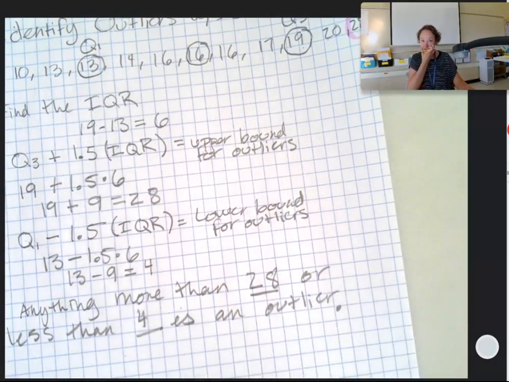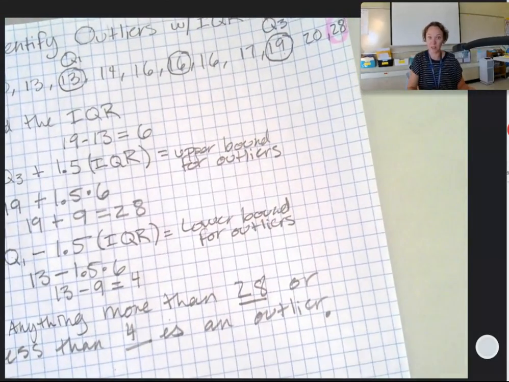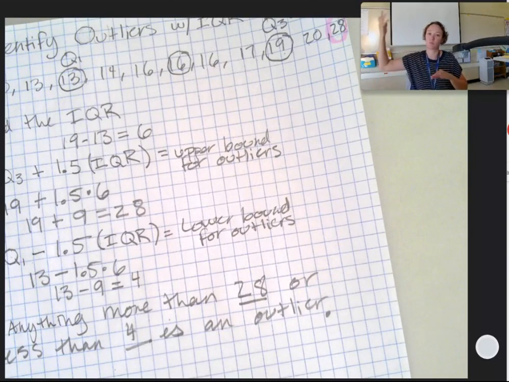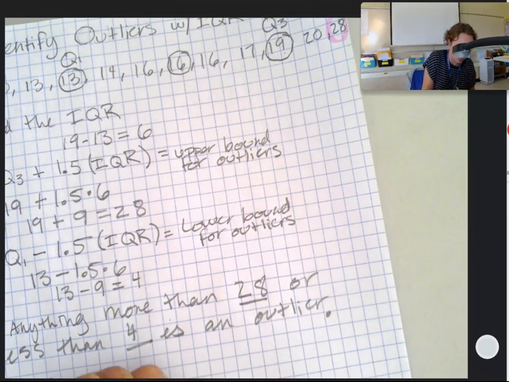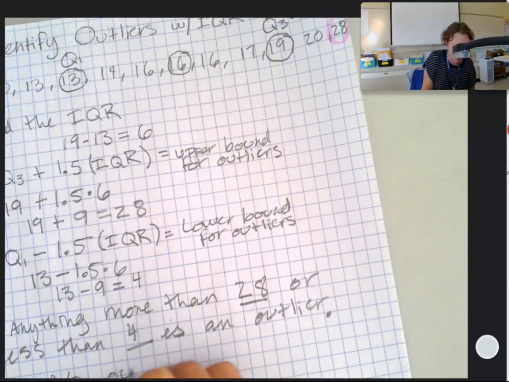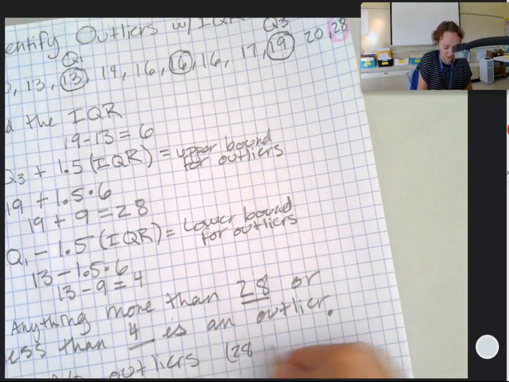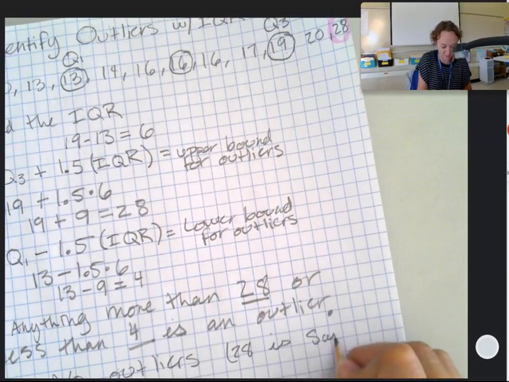So in this situation, we didn't have any, right? We had a 28, but it needs to be more than 28, not more than or equal to, just more than. So 28 is safe. So no outliers. 28 is safe.